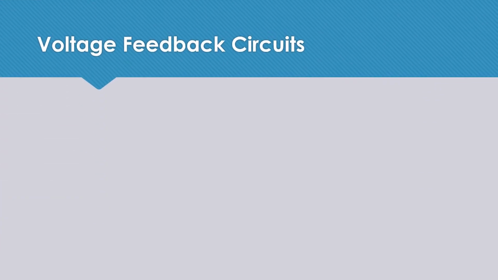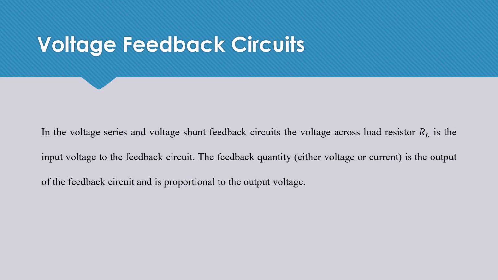Now we are talking of voltage feedback circuits. We have seen there are two voltage feedback circuits, voltage series and voltage shunt feedback circuits. In both the voltage series and voltage shunt feedback circuits, the voltage across load RL is the input voltage to the feedback circuit. The feedback quantity, either voltage or current, is the output of the feedback circuit and is proportional to the output voltage.